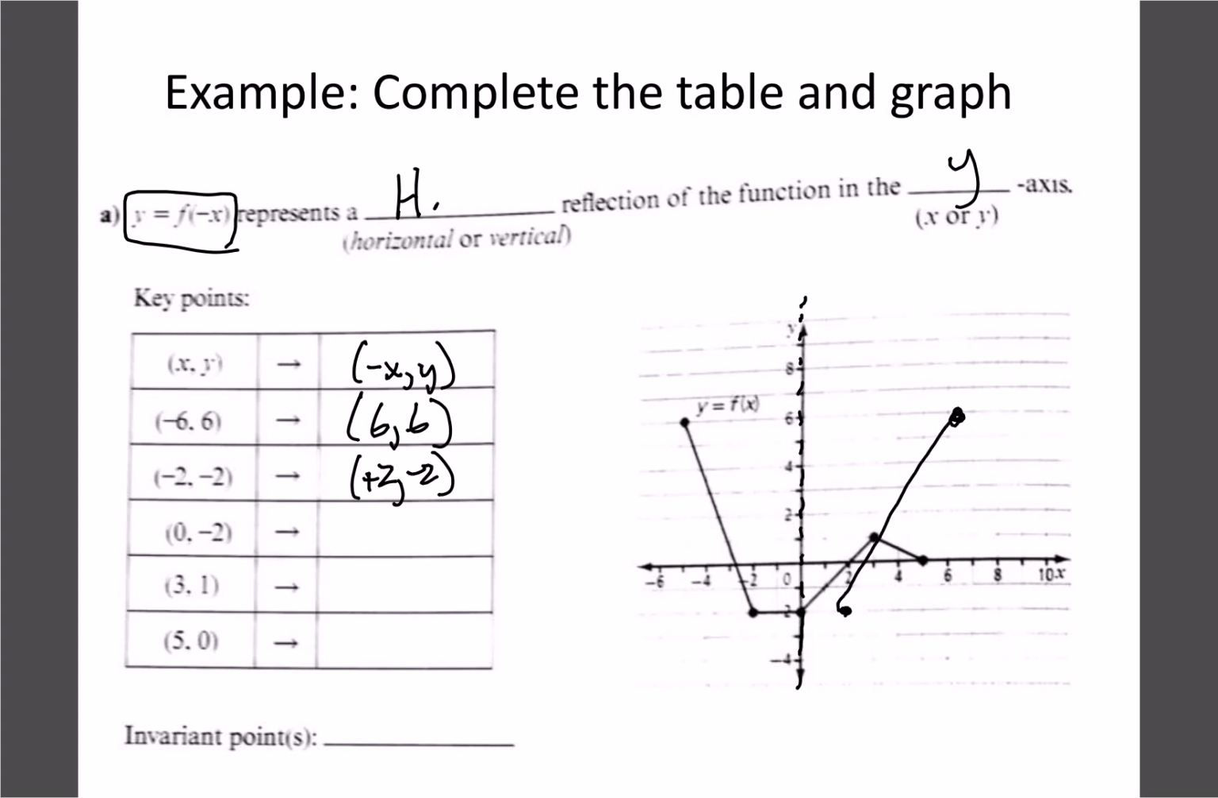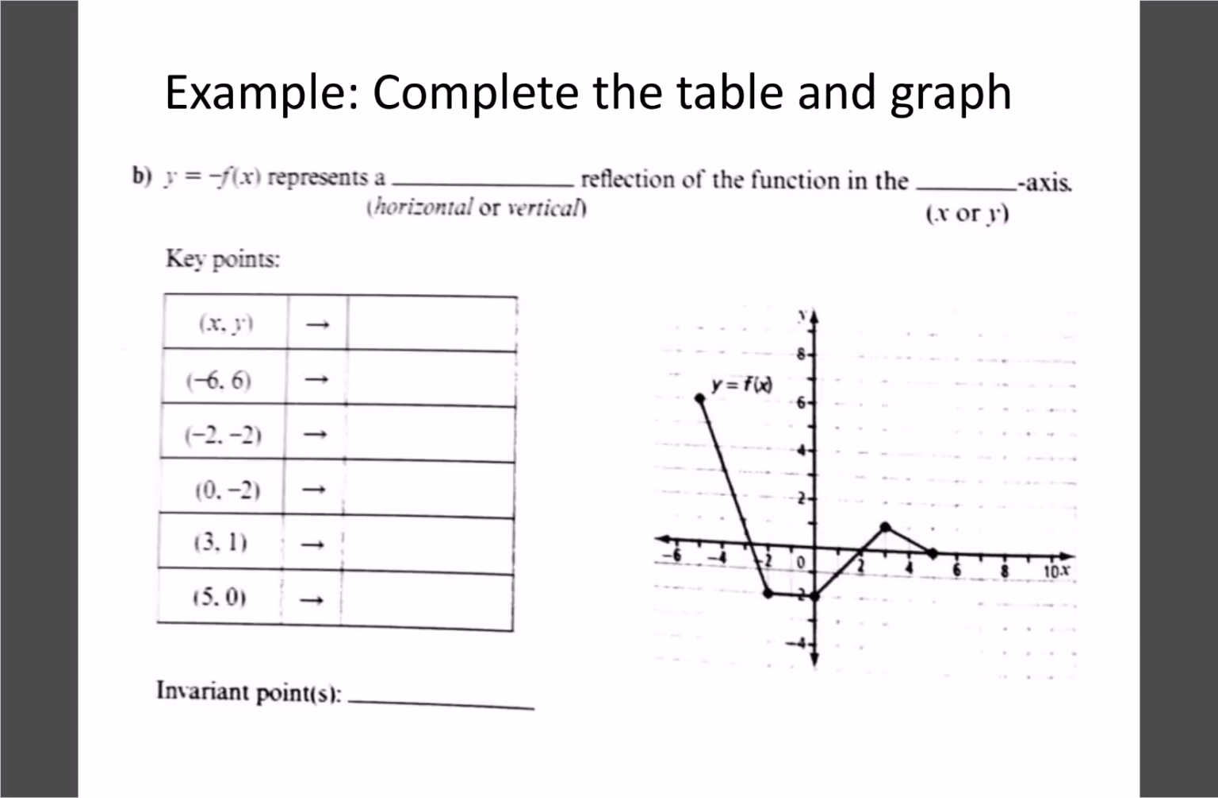Okay, so that's our first part of the graph. Let's keep going. 0 doesn't change, right? So that one ends up being the exact same point, or that's going to end up being our invariant point. And we can keep going with the rest. The next one will be negative 3, 1. So that's about there. And our last one would be at negative 5, 0. Which is about there. And that's it. So there's our horizontal reflection of this function.